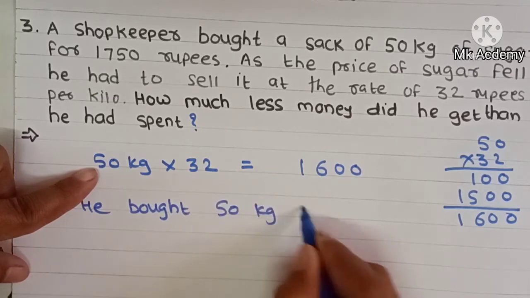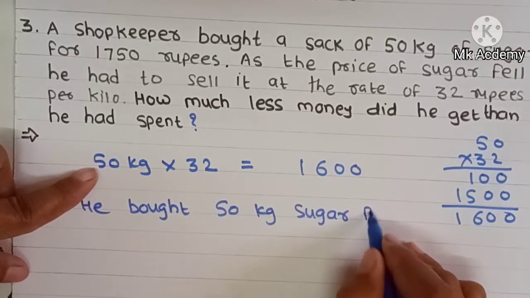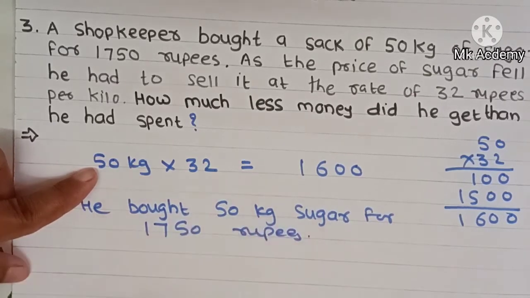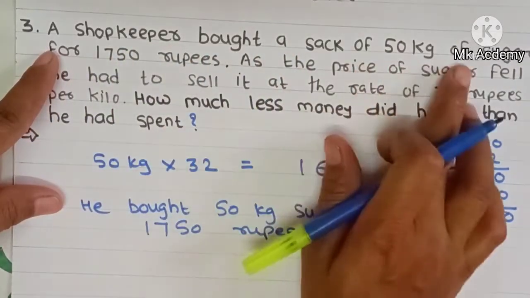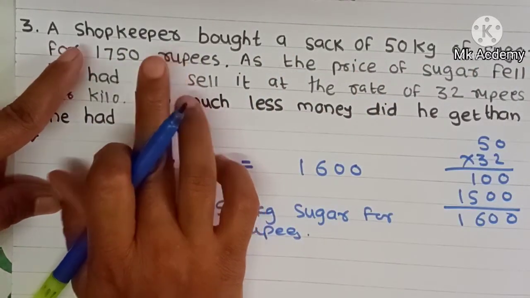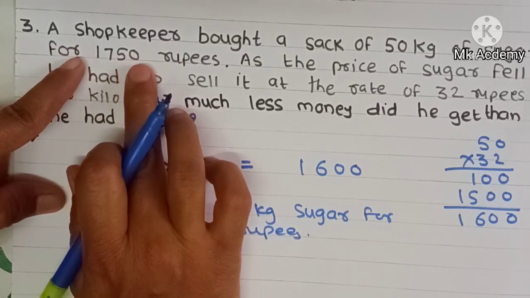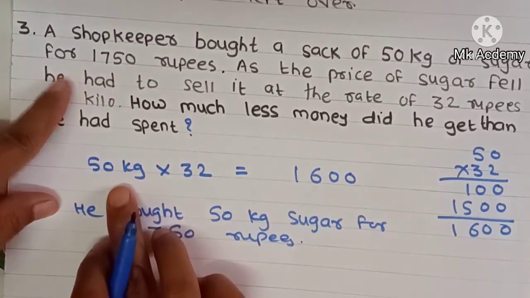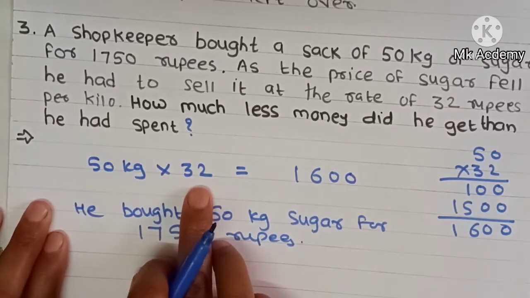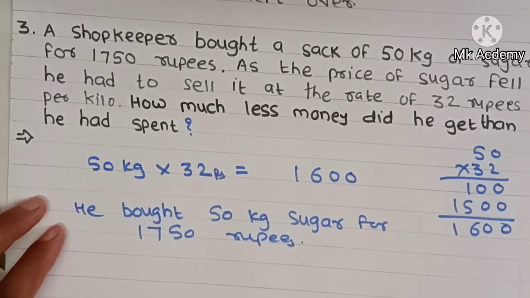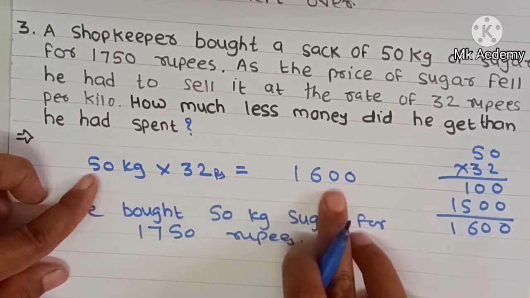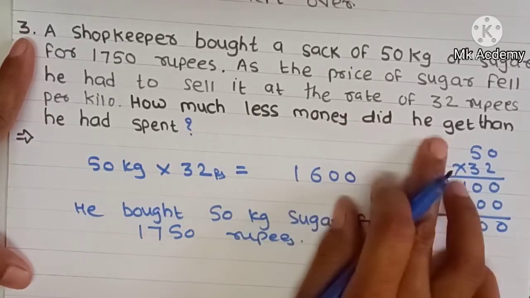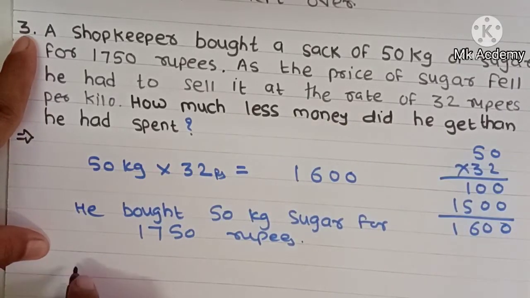And he bought 50 kg sugar for 1,750 rupees. This is given in your example. See, the shopkeeper bought a sack of 50 kg sugar for 1,750 rupees. After that, the price of sugar fell and he sells at 32 rupees per kg. Then 50 kg sugar he sells for 1,600 rupees. Then how much less money did he get? Therefore we have to do subtraction.